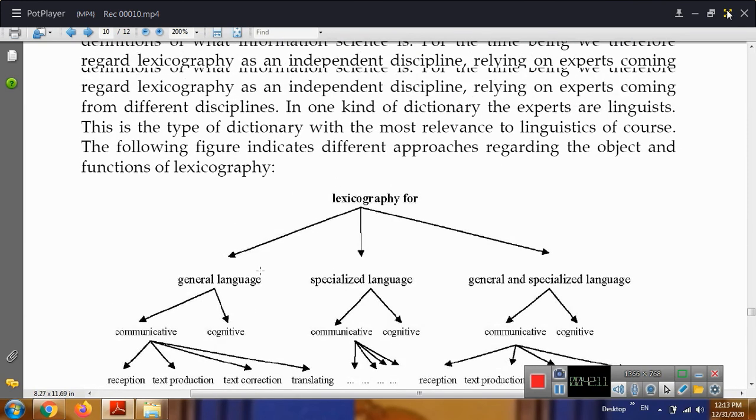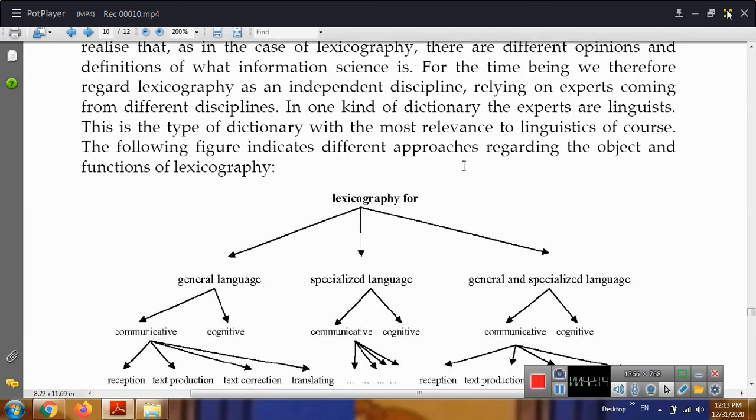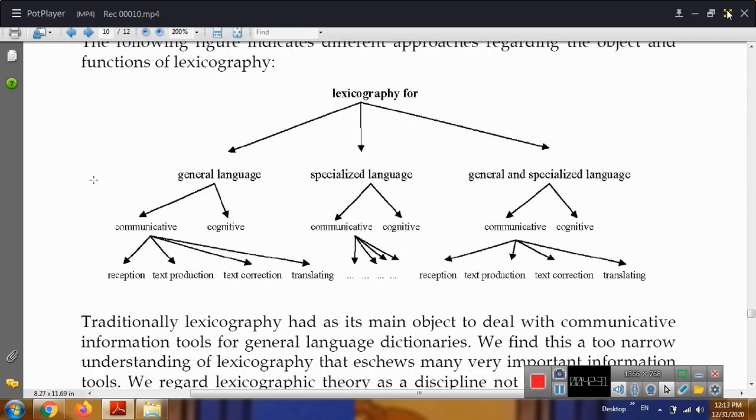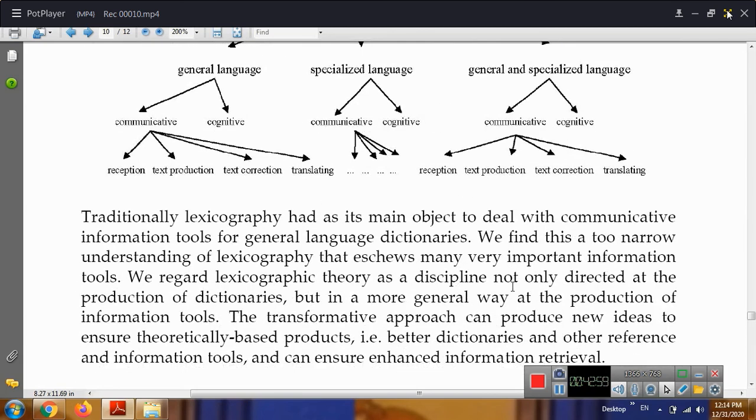Here you can see the following figure indicating different approaches regarding the object and function of lexicography. Here we can see the approaches regarding the object and the function of lexicography, where we have lexicography for general language, specialist language, and general and specialist language. In general language we have communicative or cognitive; in communicative we have reception, text production, text correction and translation. In a specialized language we have communicative and cognitive, which is the same as here. And general and specialist language is communicative and cognitive, which consists of reception, text production, text correction and translating.